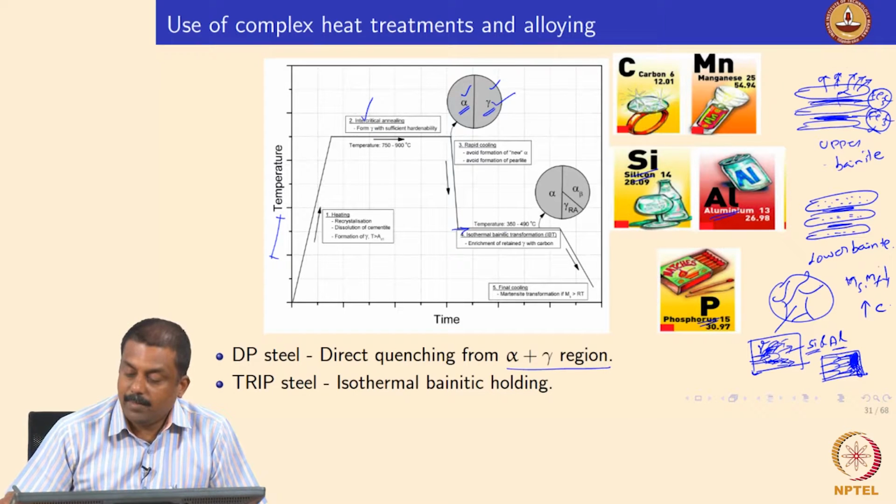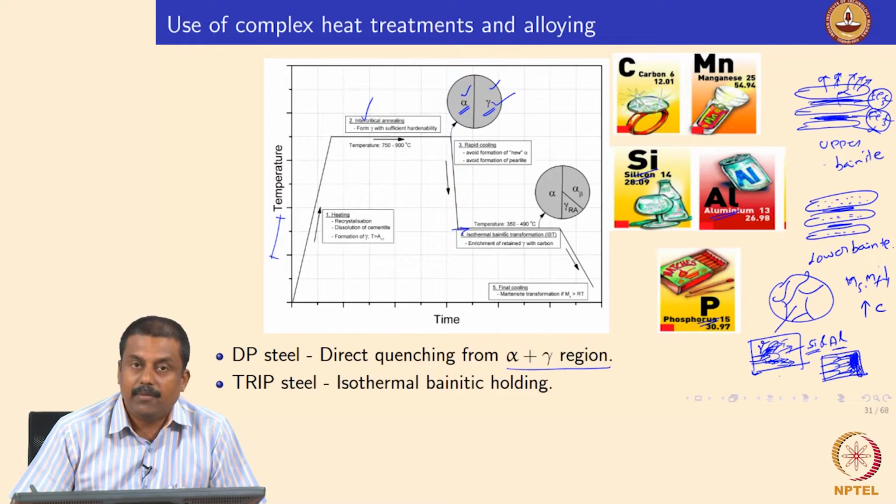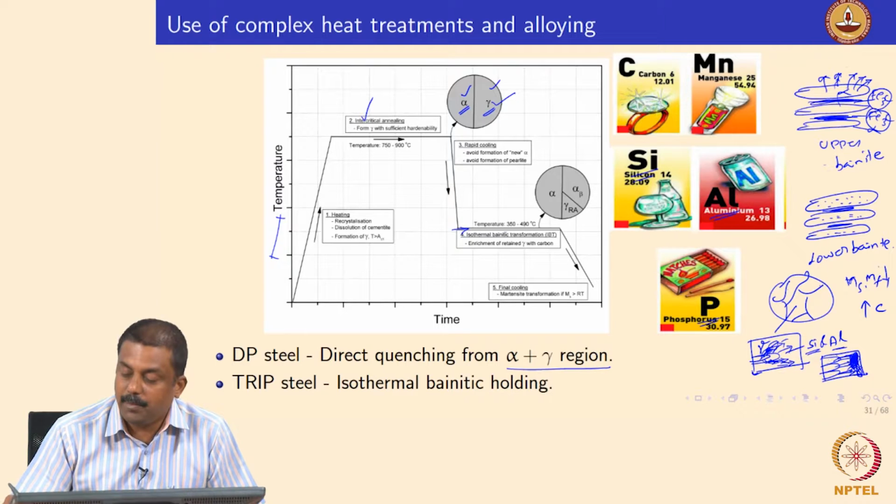So, what will happen now? You are forming the bainite without cementite. So, in principle you are forming only bainitic ferrite, only the ferrite laths during bainite formation, and you are suppressing the cementite nucleation during this bainite transformation. So, by suppressing cementite formation, what are you doing?